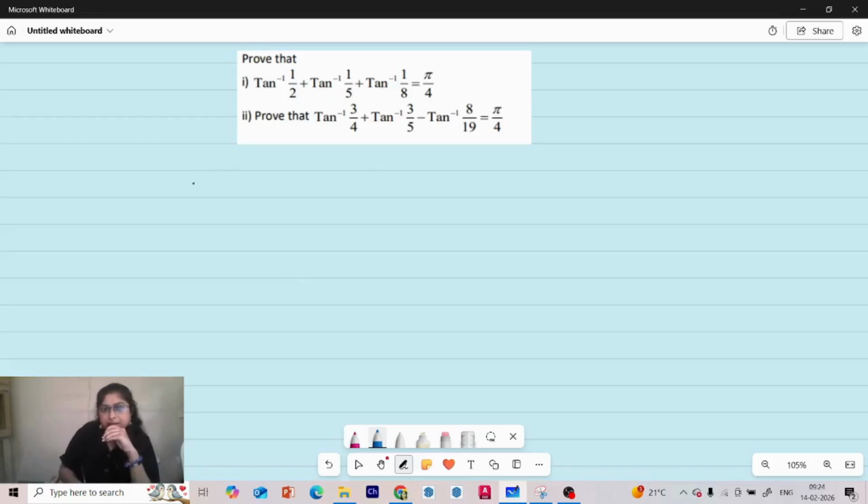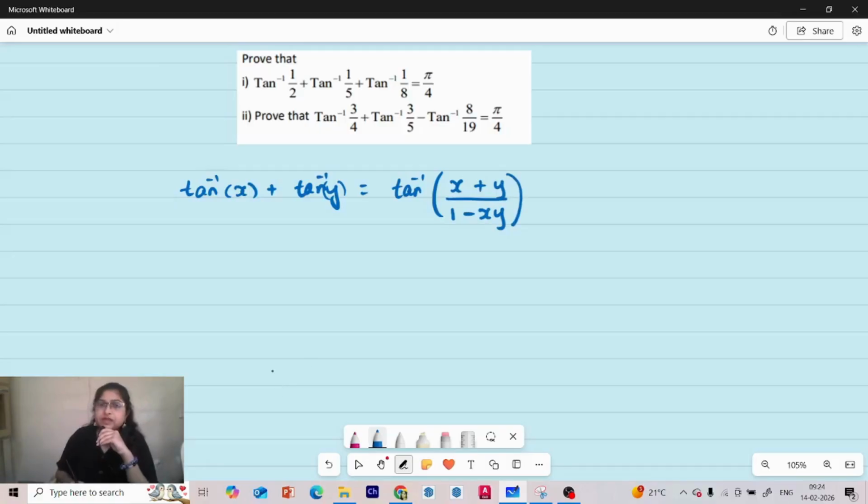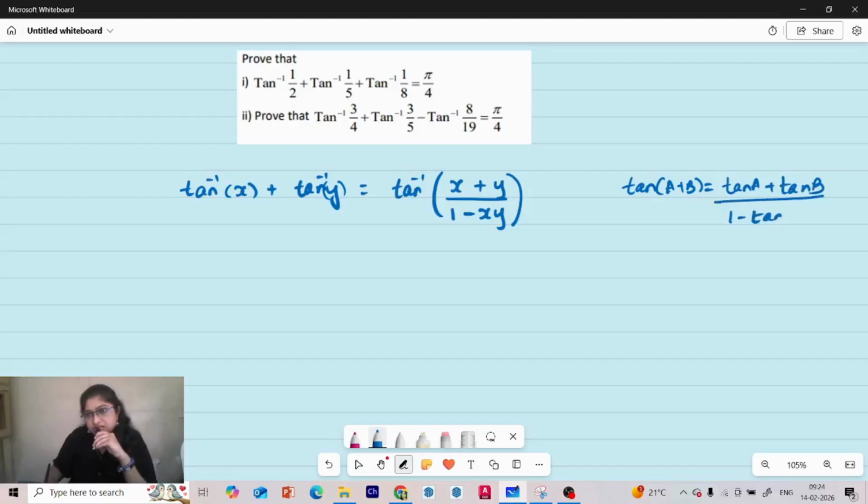For this problem, you just have to remember tan inverse x plus tan inverse y. We will write it as tan inverse of (x plus y) by (1 minus xy). It's very similar to how you write tan(a plus b): tan a plus tan b by 1 minus tan a tan b. Just replace tan a and tan b with x and y and you will arrive at this formula. Mostly, we use this formula for all our problems, so just keep that in mind.